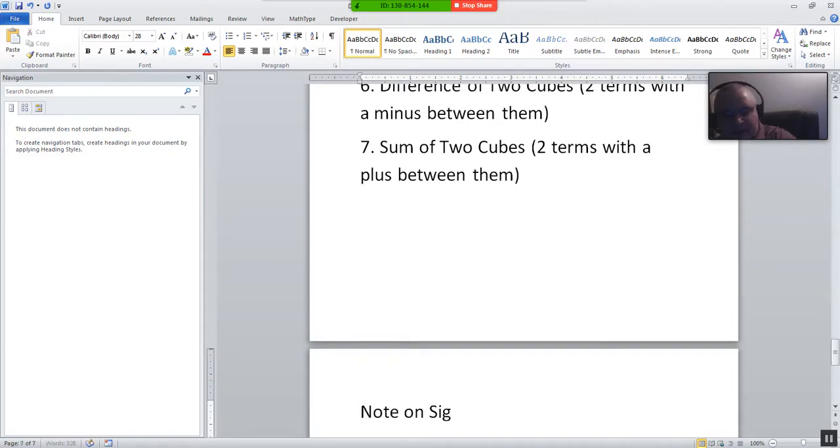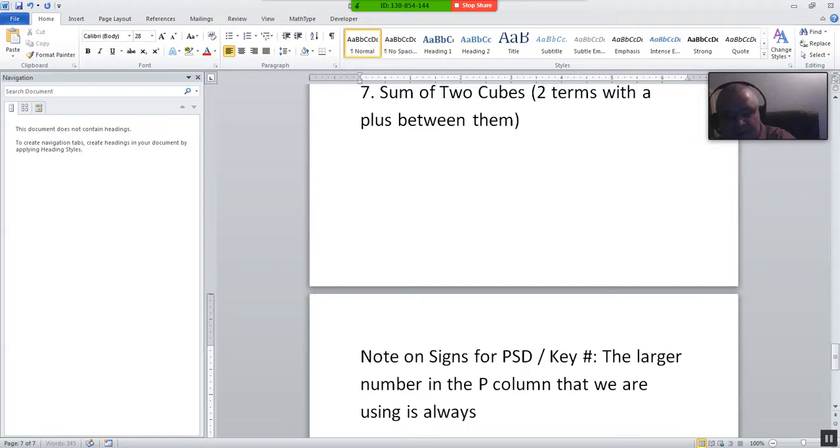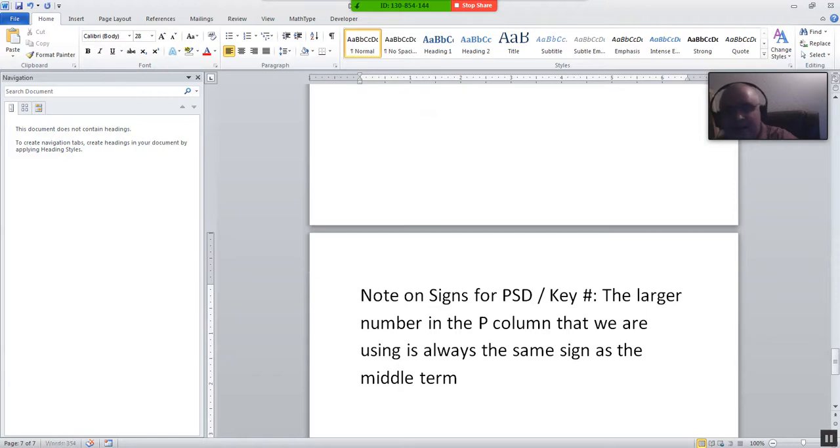So note on the signs for PSD / key number. It works for both of them. The larger number in the P column that we are using is always the same sign as the middle term.